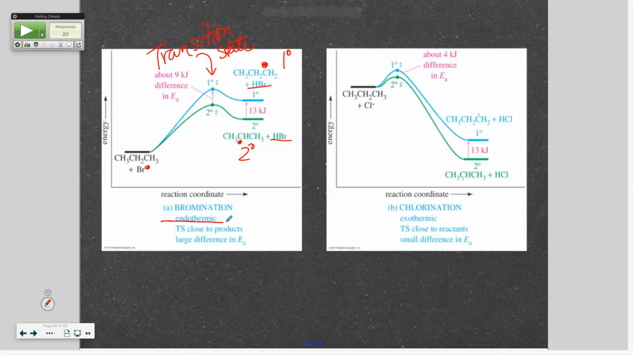Do you see that they're kind of opposite each other? This one, the step is endothermic. In this case, the step is exothermic. Okay, so at the end of this step, you're lower in energy. And you see that the difference between the transition states in chlorination is only 4 kilojoules. Here it's more than double in bromination. Remember, bromination is more selective. Okay, chlorination is not very selective. 4 isn't a very big difference at all.